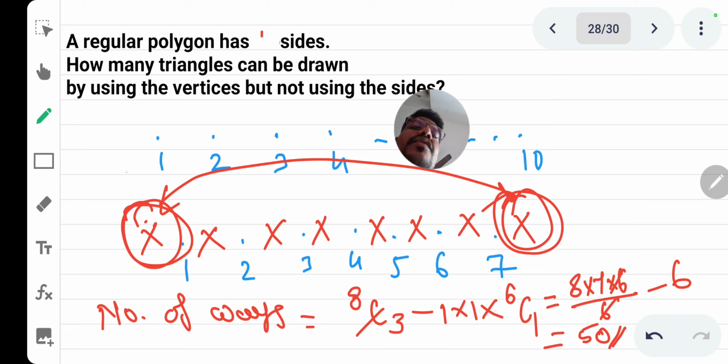Okay, so let me give you a homework question in which we have a regular polygon which has 15 sides. How many triangles can be drawn by using the vertices but not using the sides? There are other ways of doing this question also, but I find this technique to be very fast.